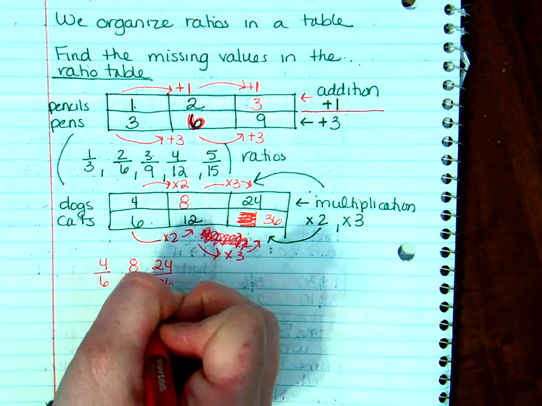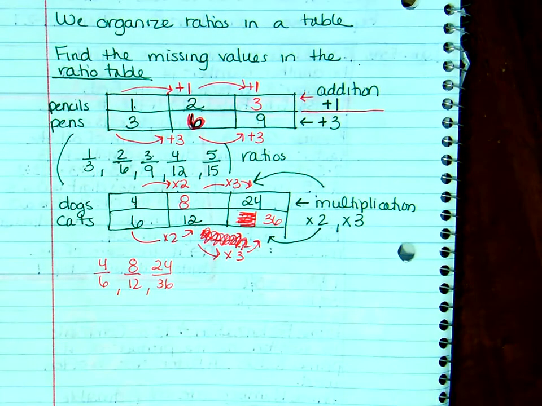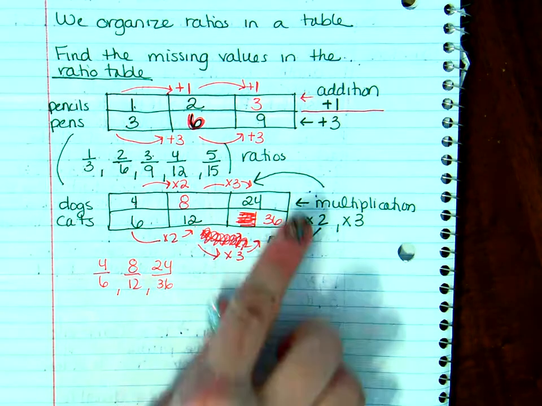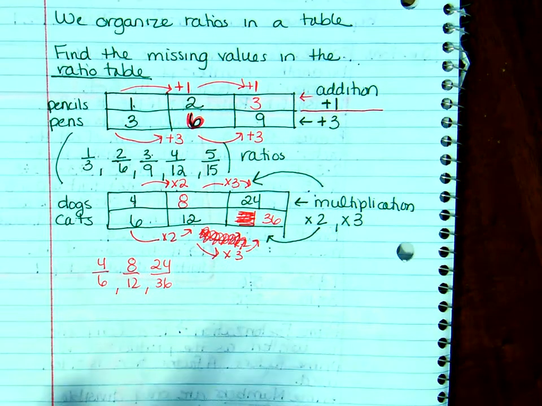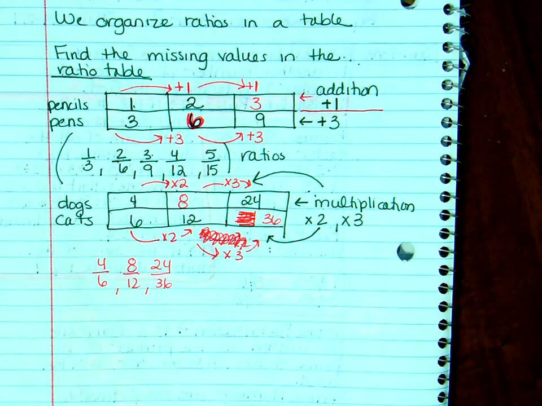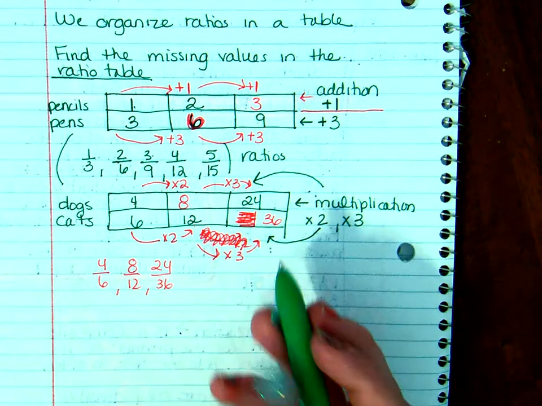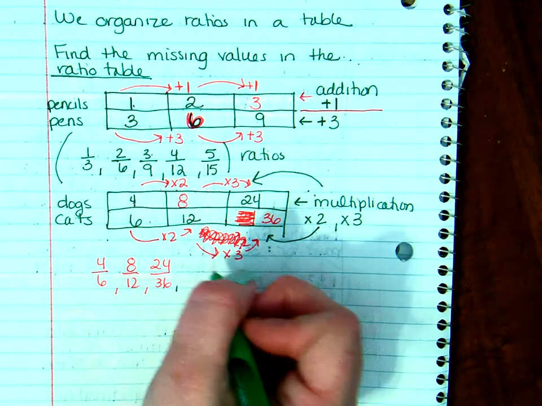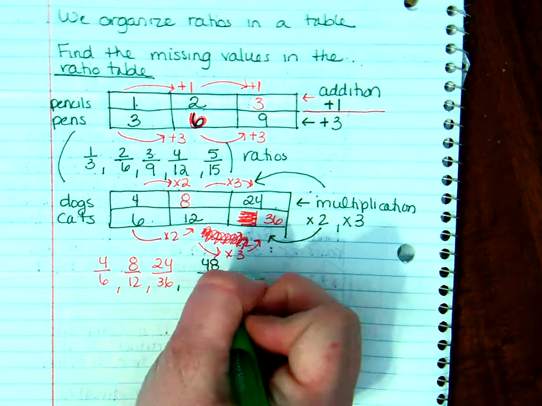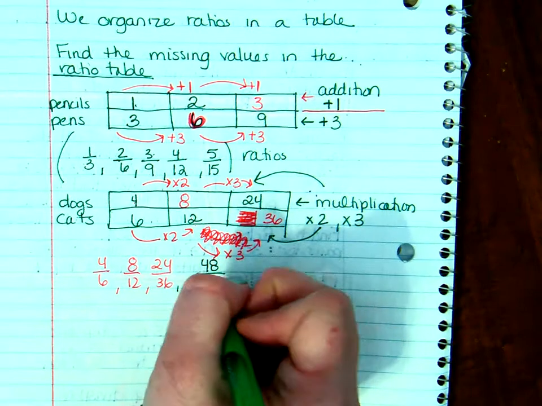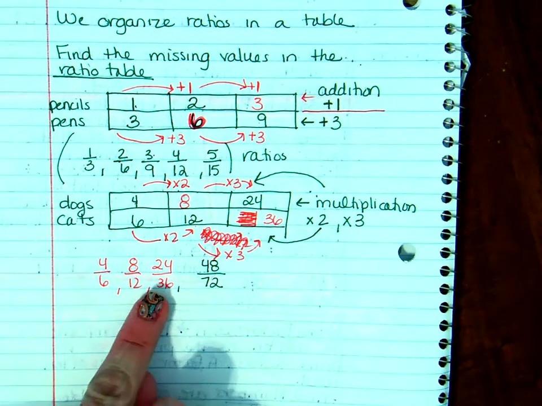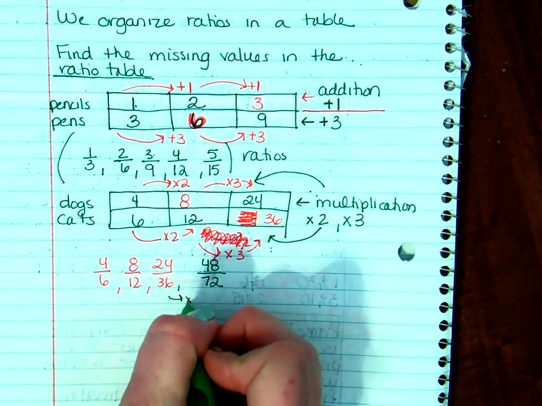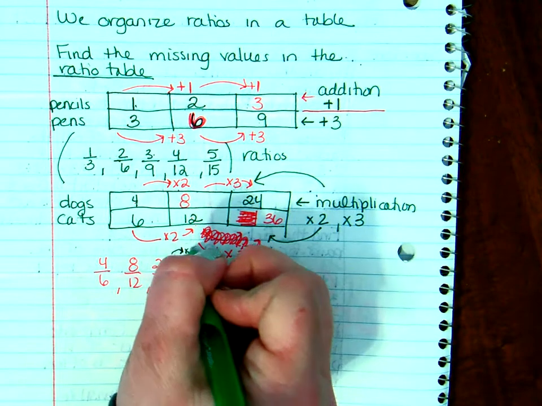So in this case, our relationship would be 4 over 6, 8 over 12, and then 24 over 36. Now, here's the thing, guys. It doesn't give us missing or fill in the blank terms after this. So we could double it, we could triple it, but as long as we do it the same to the top and the bottom, you're going to be fine. So I could say, okay, my next one is going to be 24 times 2, which is 48, over 36 times 2, which is 72.